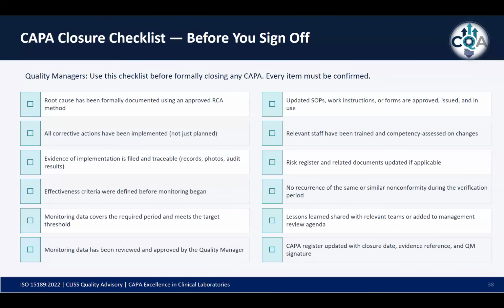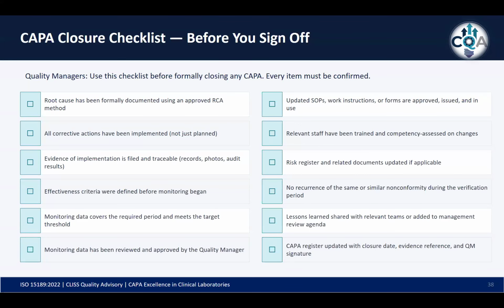You're also checking for evidence of implementation, whether evidence of implementation has been filed and is traceable. You need to see those records, you need to see those photos, you need to see those audit results to say, indeed, this has been implemented and filed as part of your NC report. Effectiveness criteria that was predefined has been monitored and it's meeting the criteria that has been set. And then monitoring data covers the required period and meets the target threshold. So again, it's predefined.